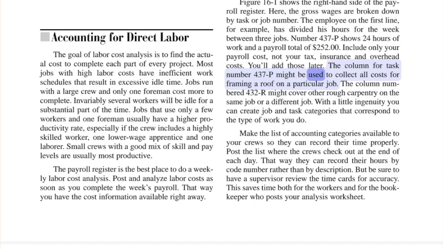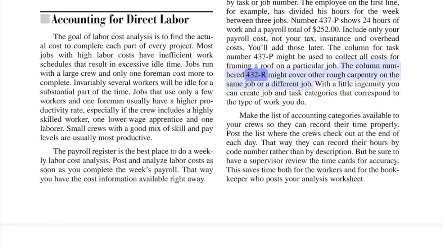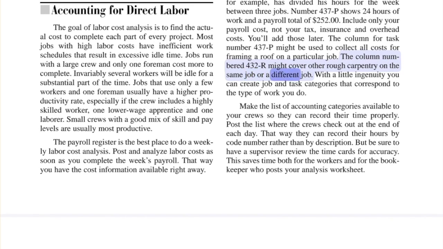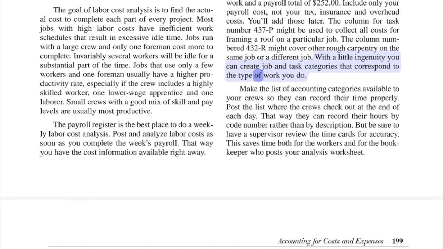The column for task number 437P might be used to collect all costs for framing a roof on a particular job. The column numbered 432R might cover other rough carpentry on the same job or a different job. With a little ingenuity, you can create job and task categories that correspond to the type of work you do.